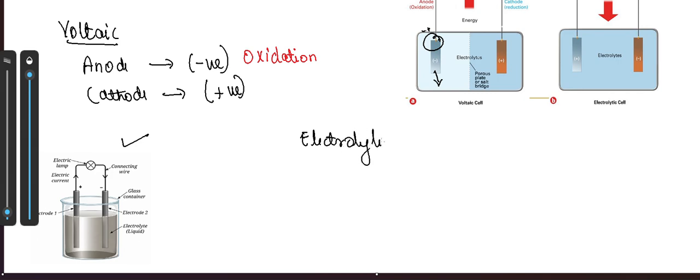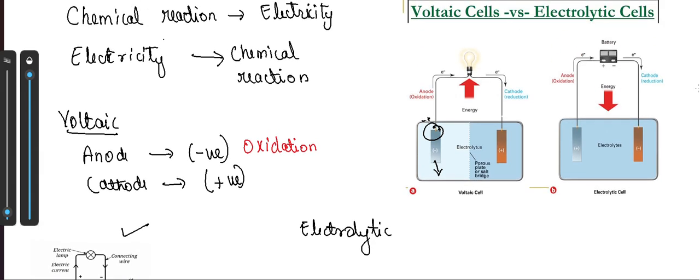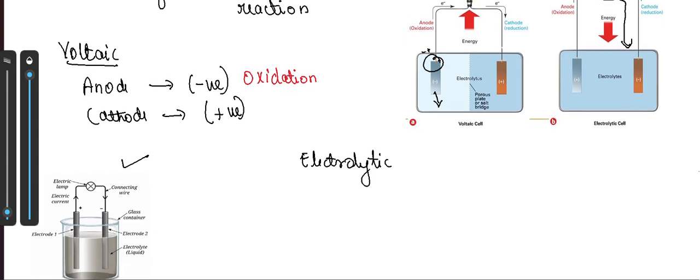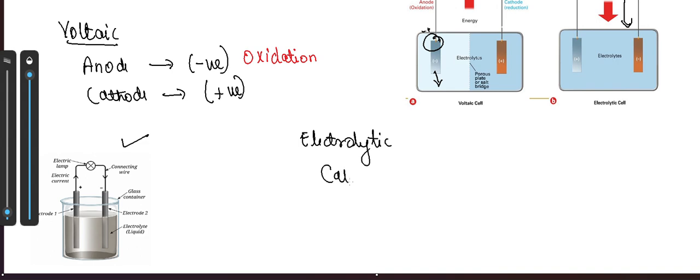But when we come to an electrolytic cell, let's talk about the electrolytic cell. Here, what happens? An external battery is provided, as you can see. So this battery pushes electrons to the cathode. Since it is pushing electrons to the cathode, the cathode gets the negative end. At the anode, the electrons are being pulled from here. Since the electrons are being pulled, the anode gets a positive charge.